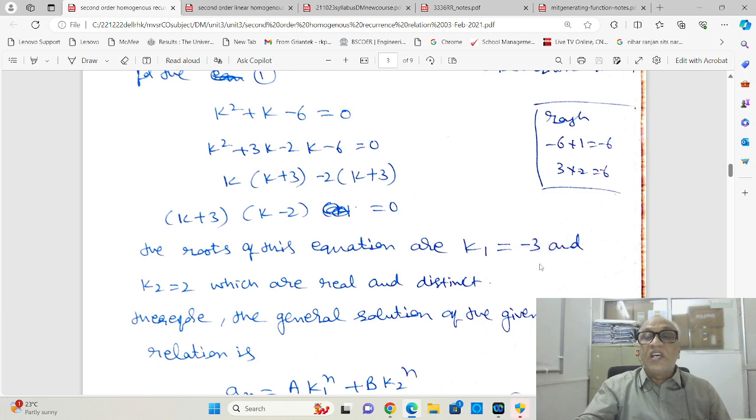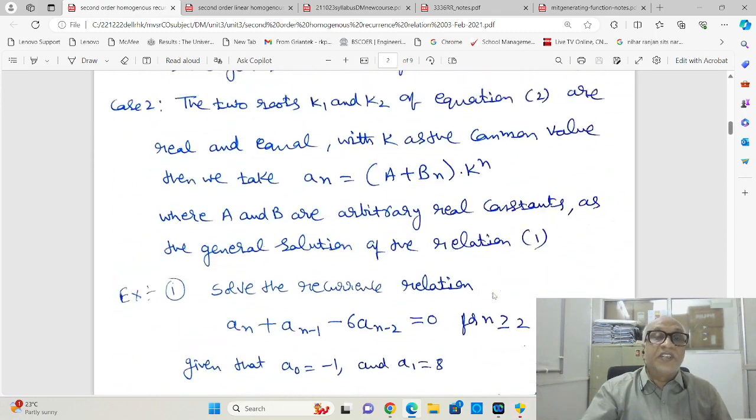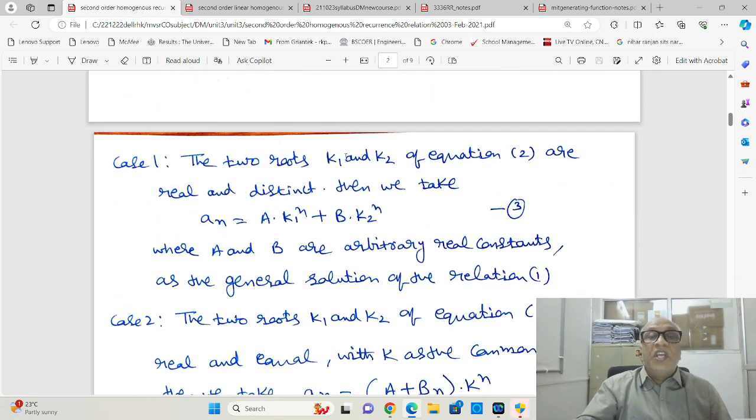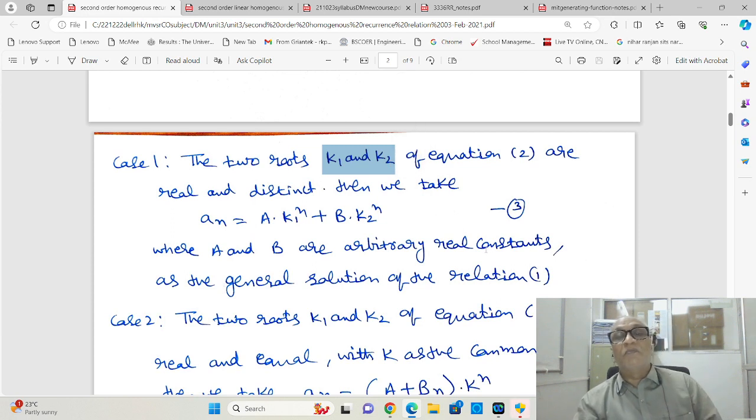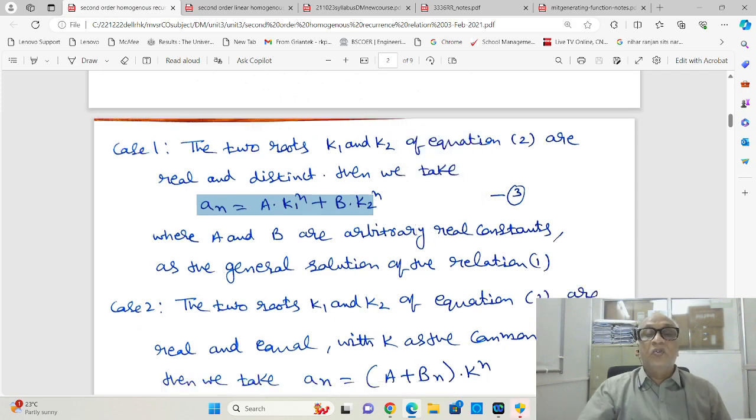So you can see that they are different, so they are real and distinct. If they are real and distinct, what do we have to do? We have to take the first case. What is our first case? If the two roots are real and distinct, see here, what is the value of k1? Minus 3. What is the value of k2? 2. They are real and distinct. So what is the solution? an will be equal to a k1 to the power of n plus b k2 to the power of n.